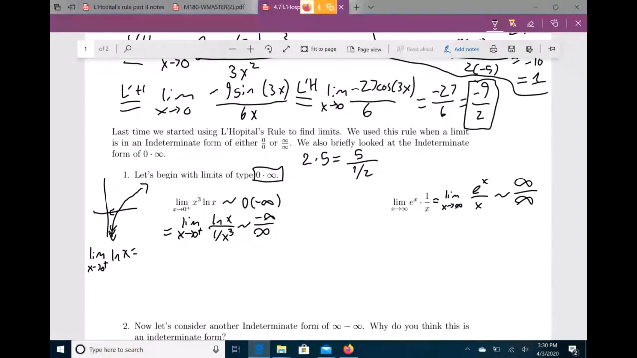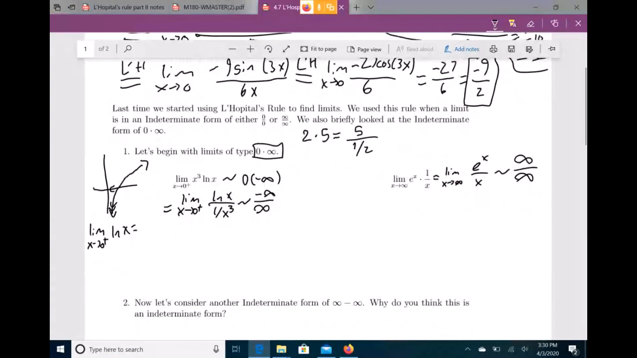Okay, so let's get back together on these. In the first case, so this x cubed times the natural log, we end up getting negative infinity over infinity, so we can apply L'Hopital's rule.